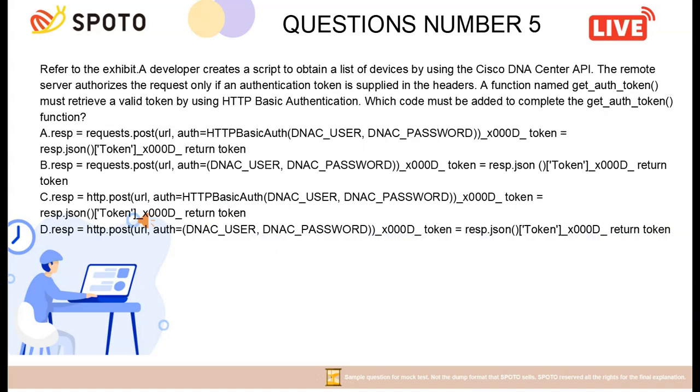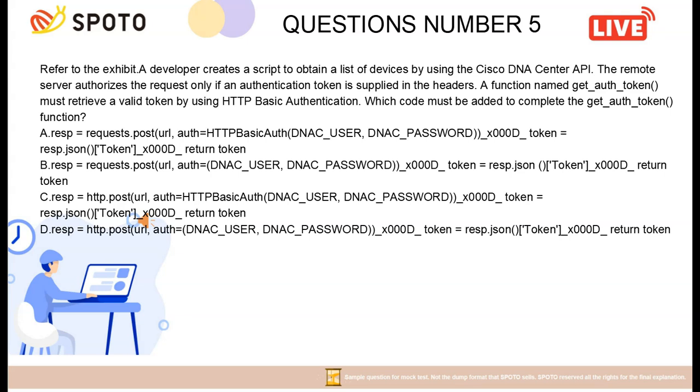Question 5. Refer to the exhibit. A developer creates a script to obtain a list of devices by using the Cisco DNA Center API. The remote server authorizes the request only if an authentication token is supplied in the headers. A function named get_auth_token must retrieve a valid token by using HTTP basic authentication. Which code must be added to complete the get_auth_token function?